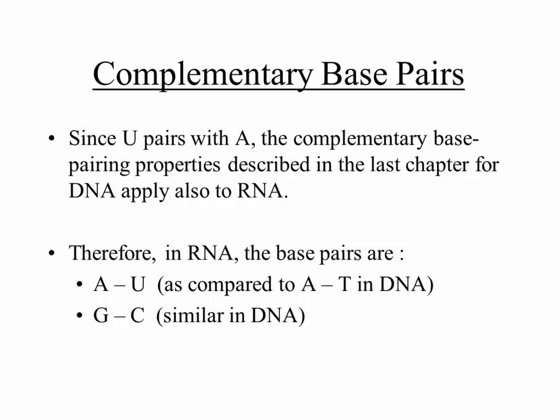Now, since uracil pairs with adenine, the complementary base pairing properties described in the last chapter for DNA apply also to RNA, right? So in RNA, A is going to pair with U, as compared to A pairing with T in DNA, and G is going to pair with C, which is the same as in DNA.